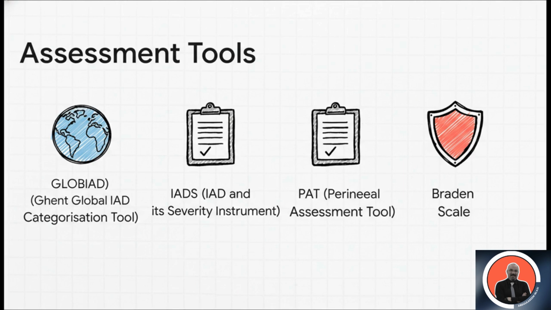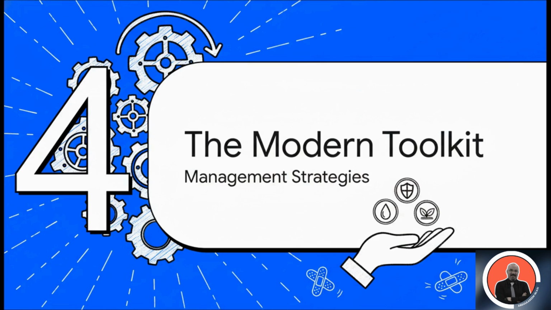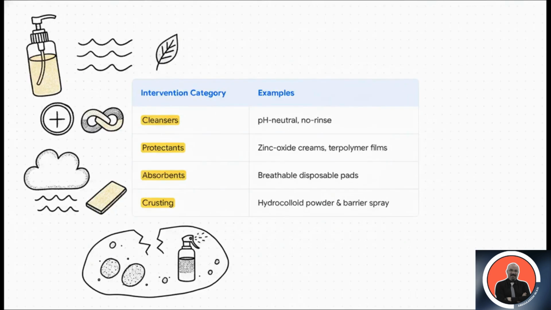It's an essential toolkit. So, once we've got an accurate assessment, we can turn to our fourth section, the modern toolkit of evidence-based strategies for managing IAD. The evidence really points to a structured approach with a few key parts. For cleansers, we need something pH neutral, no rinse, and moisturizing so we don't strip the skin further. For protectants, we have a range of options, from your classic zinc oxide creams to more advanced films that create a clear, breathable barrier. And for really severe cases, we can even use techniques like the crusting method, layering powder and a spray to make a protective seal.